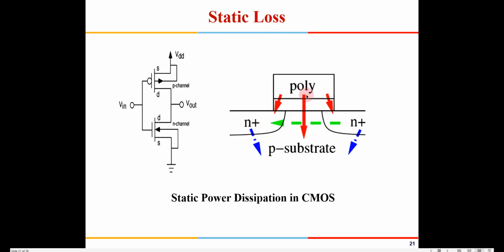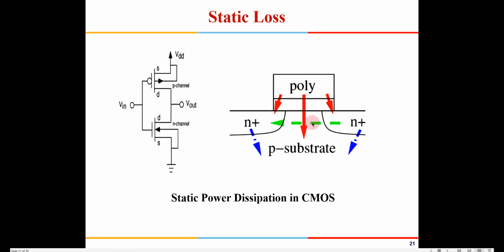One is the current which is flowing from the gate to the substrate through the insulator. Okay, this is an insulator right in between. Now I said this has been more or less arrested by using high-K dielectrics and using a greater thickness of gate oxide. So this leakage current we can neglect as of now.